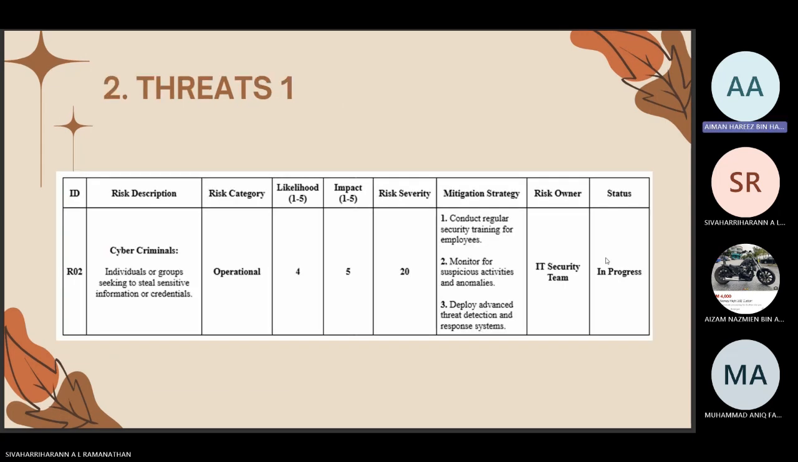The second risk pertains to cybercriminals, who are individuals or groups seeking to steal sensitive information or credentials, classified as an operational risk and has a risk severity of 20. To mitigate this risk, the strategy includes conducting regular security training for employees, monitoring for suspicious activities and anomalies, and deploying advanced threat detection and response systems.